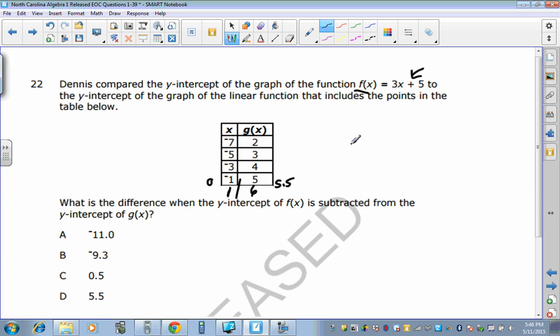Okay, and the question is, what is the difference when the y-intercept of f of x, 5, is subtracted from the y-intercept of g of x, which was 5.5? If you subtract that, 5.5, take away 5, we know that we get 0.5. So your answer would be C.